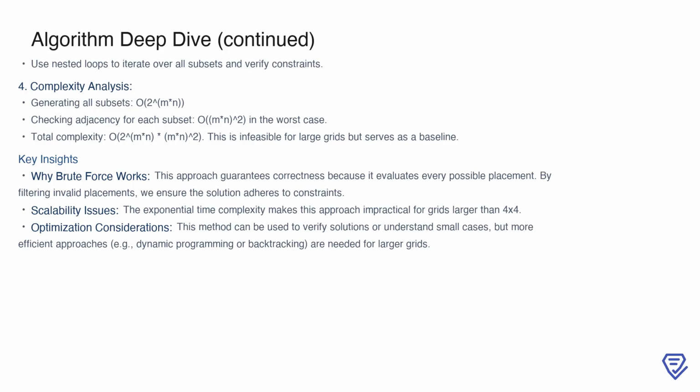larger grids. For example, even a 5x5 grid would result in over 33 million combinations. Despite this, brute force is valuable for understanding the problem and verifying results for small grids. However, for practical use cases, we need more efficient methods, such as dynamic programming or backtracking, which we'll discuss shortly.